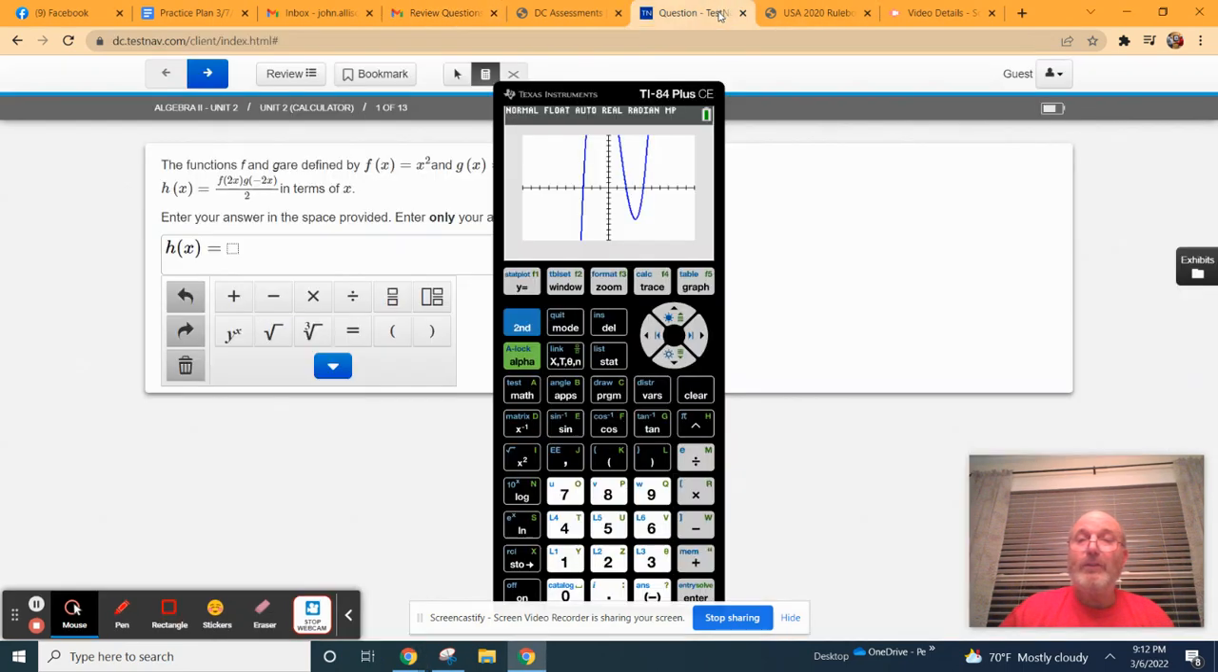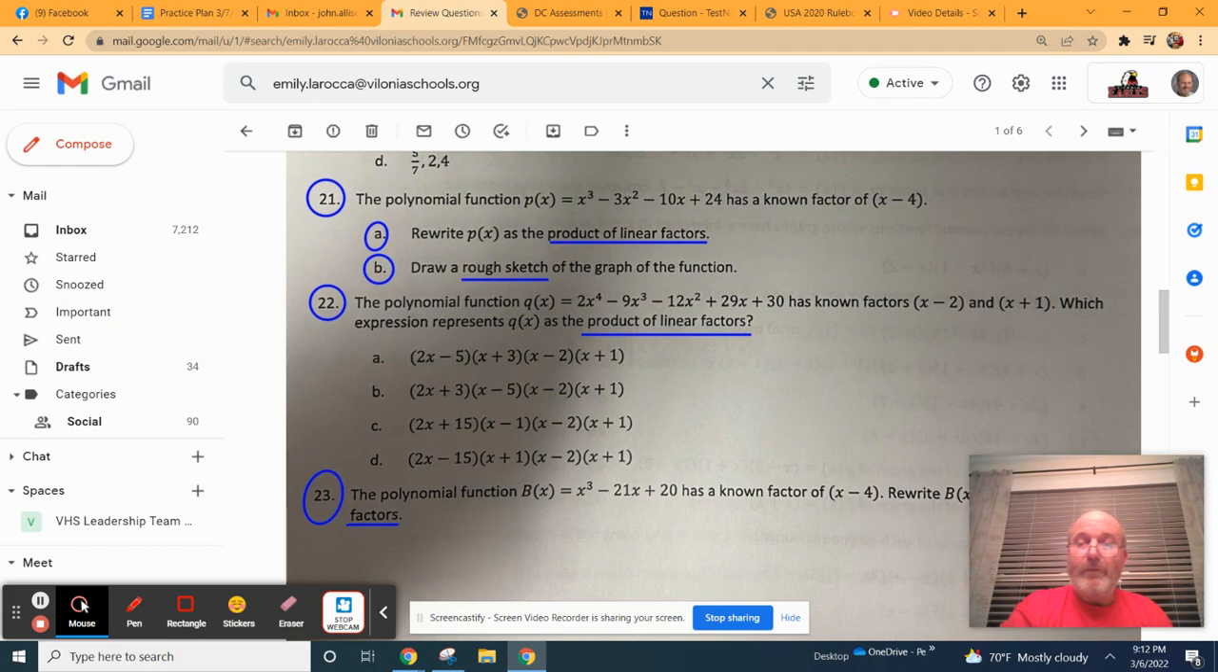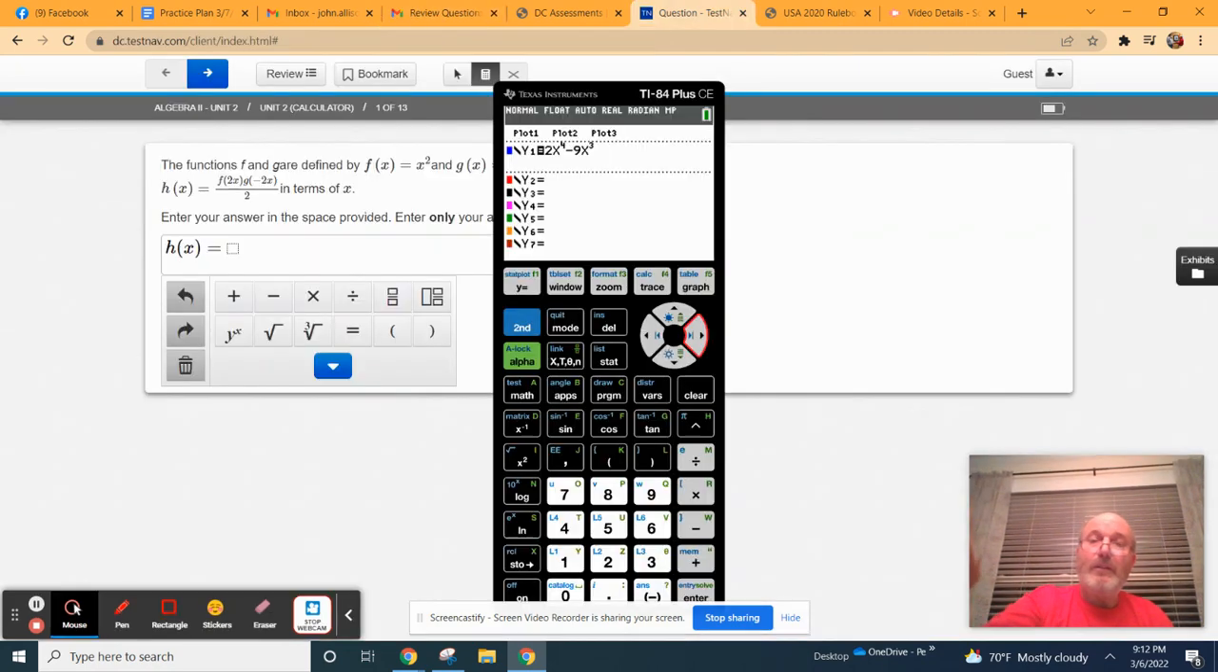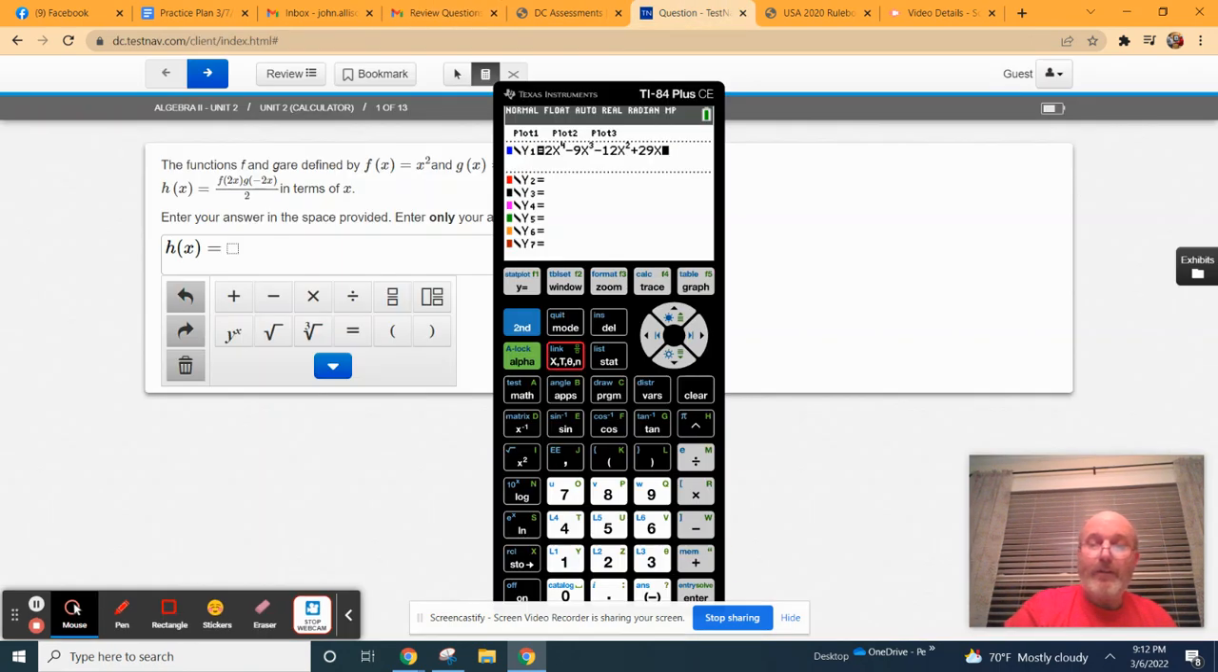2x to the 4th minus 9x cubed, negative 12x squared plus 29x. The last one was plus 30. It was plus 30. So this time we're going to graph.